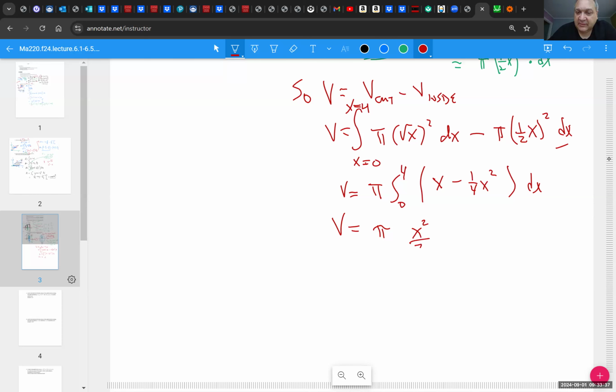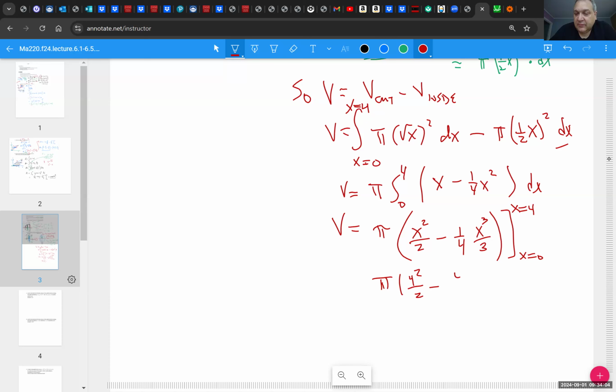The antiderivative of x is x squared over 2. The antiderivative of x squared is x cubed over 3. And then I have to plug in these values of 0 and 4 into this crazy thing, and then I subtract. So, I plug in the 4, I plug in the 0, and then I just do the arithmetic basically to get the result.